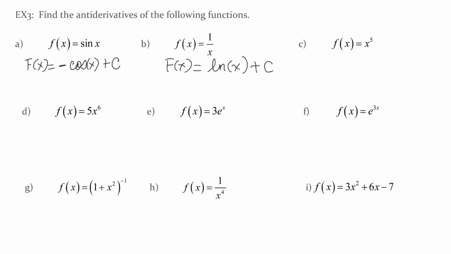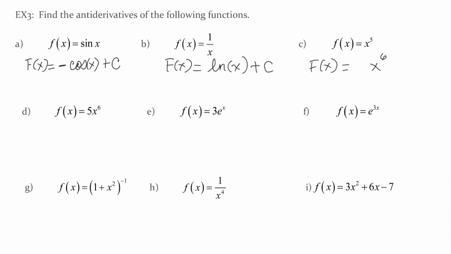Okay, so for part C, when we go backward, the derivative of what gives you something x to the 5th? Well, it has to be x to the 6th, so you'll add 1, right? Remember, when we go taking the derivative, we subtracted 1. So when we go backward and do the antiderivative, we'll have to add 1.